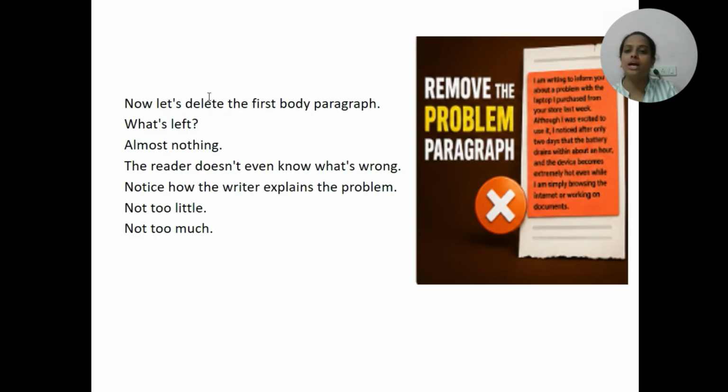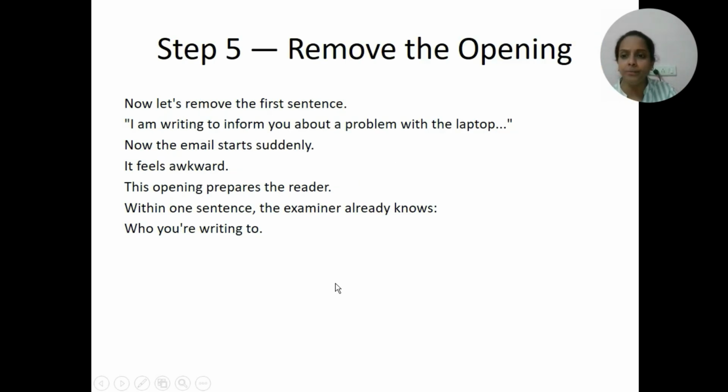Some students waste half the email explaining technical details. Don't do that. Your goal is not to repair the laptop. Your goal is to communicate clearly. Got it? And finally, of course, if you remove the opening, I'm writing to inform you about a problem with the laptop. Now the email starts suddenly.